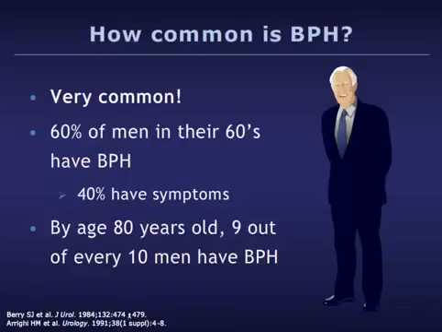BPH is very common. The prostate begins to grow in many men during their 30s, with growth stabilizing in some but continuing in others. By age 60, more than half of all men will have an enlarged prostate, and 60% of men in their 60s will have it. By age 80, 90% or 9 in 10 men will have BPH. Interestingly, not all men with an enlarged prostate have symptoms. Only about 40% of those men in their 60s with an enlarged prostate are actually bothered by it.